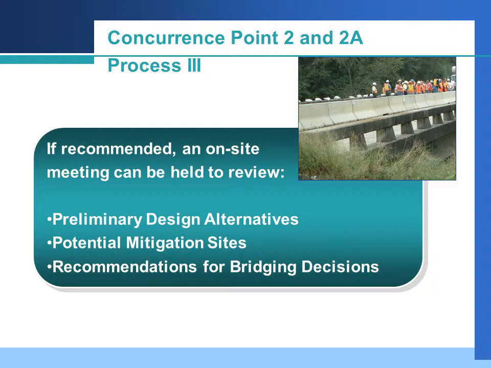This concurrence point should include discussions of structure type, bridge, culvert, or others, and appropriate bridge length or culvert size, utility relocations, and any other design elements considered a necessary part of the project. Construction methodologies, access, and other issues should also be discussed.